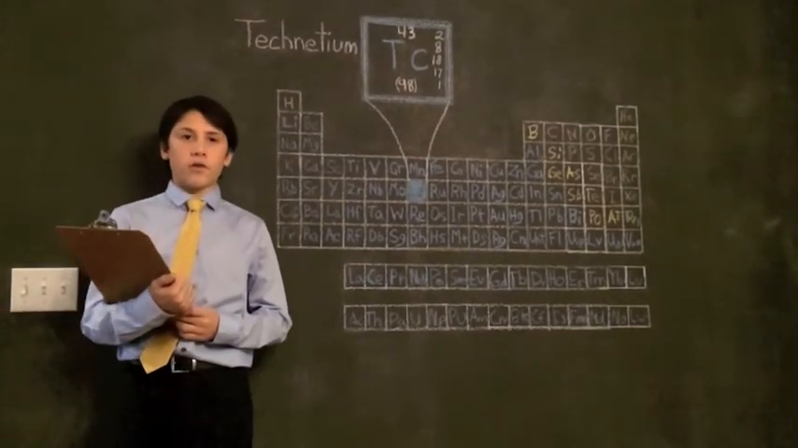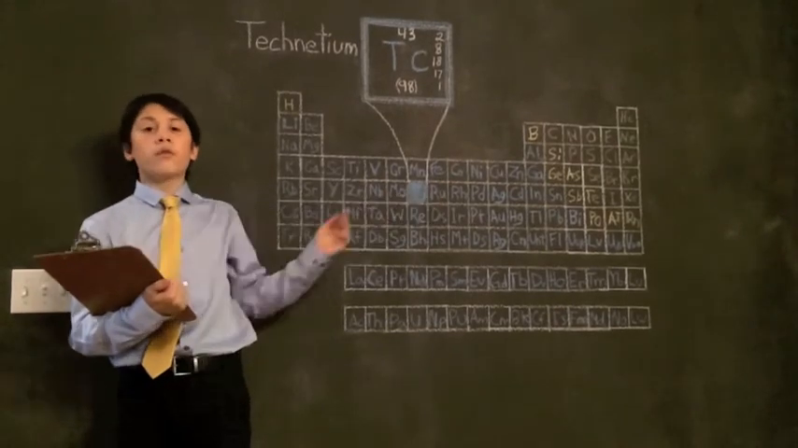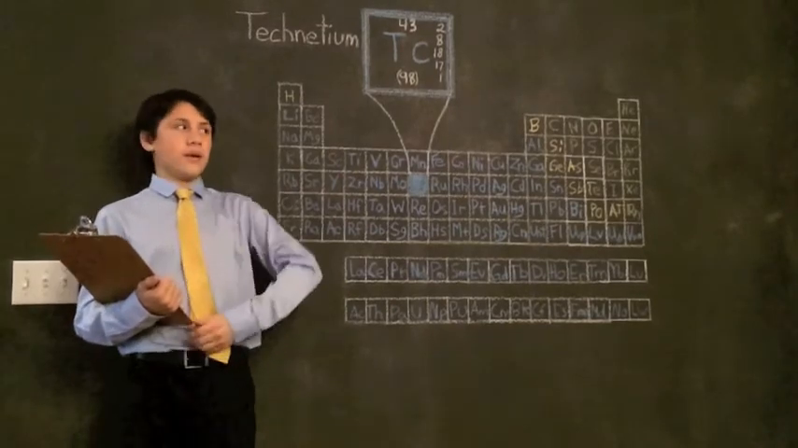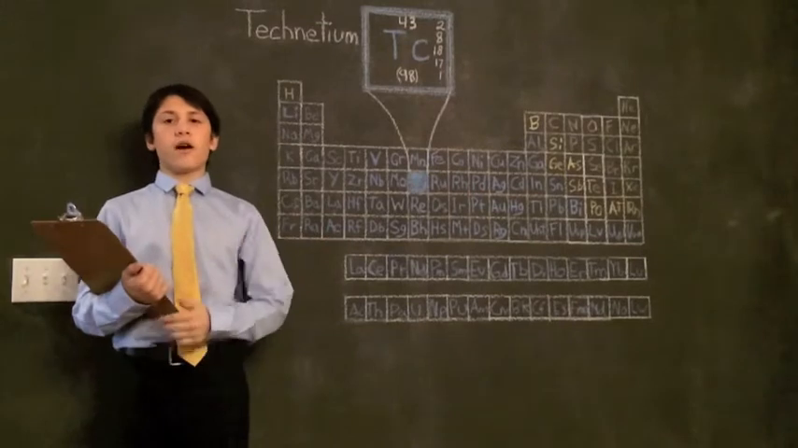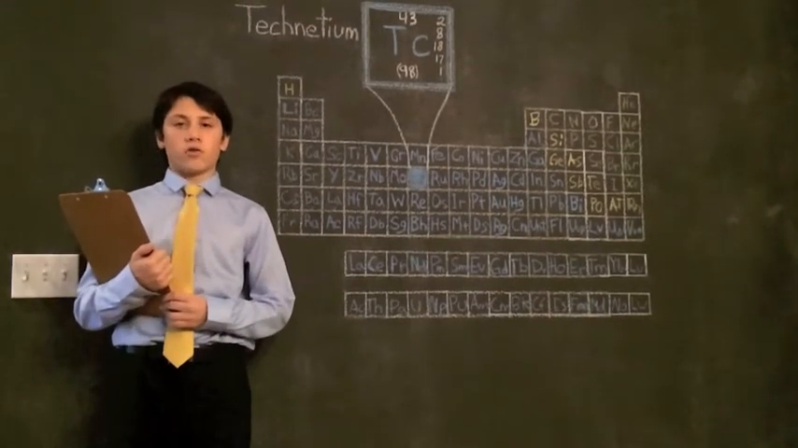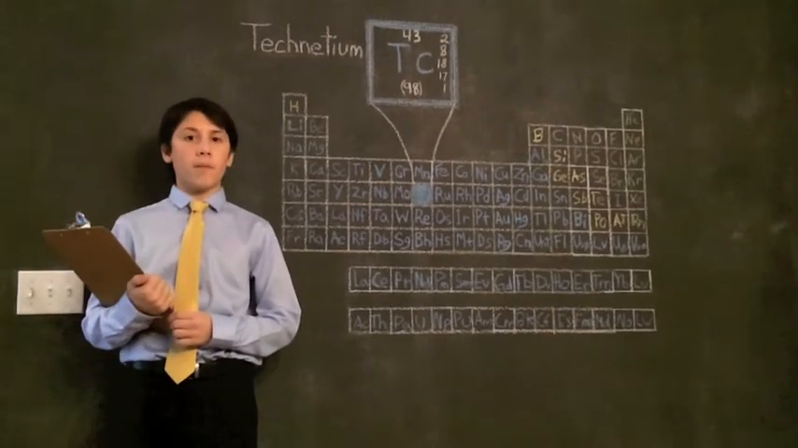Now, since it has 5 electron shells, it is in the 5th row of the periodic table, or the 5th period. Now, since it has only 1 valence electron, you might think it would be in the alkali metals, but it's actually in the transition metals, which either have 0, 1, 2, or 3 valence electrons. Since it has 1 valence electron, that tells us that it is a metal. It is also a solid at room temperature.